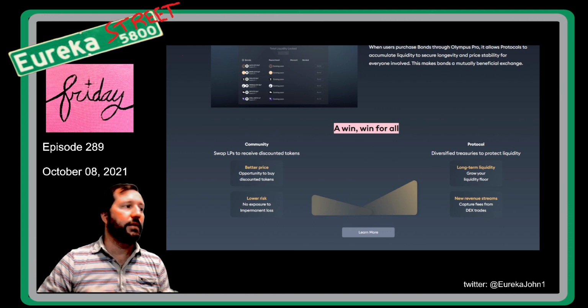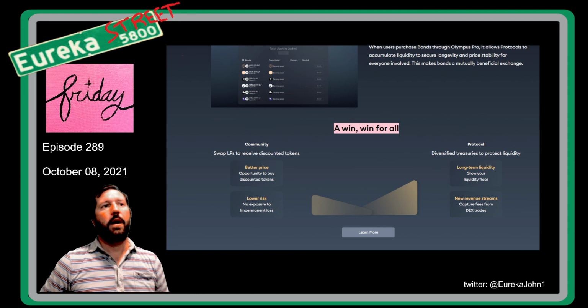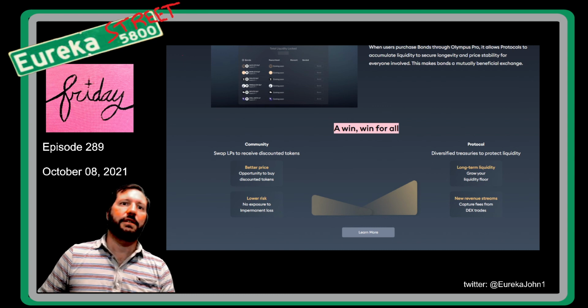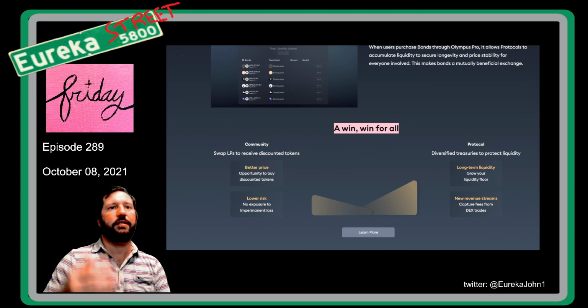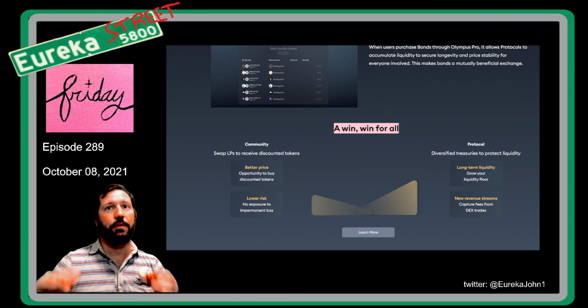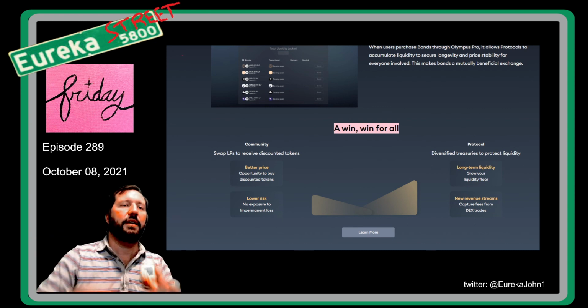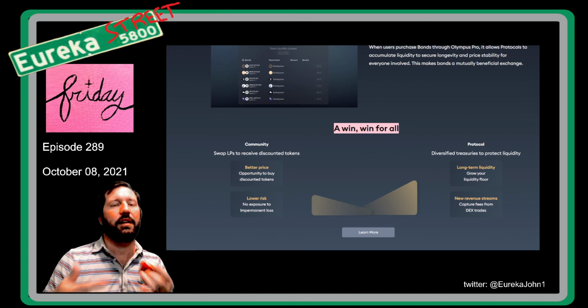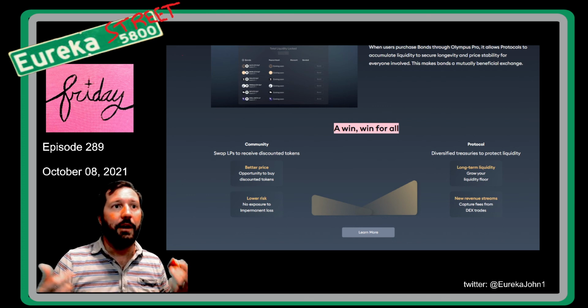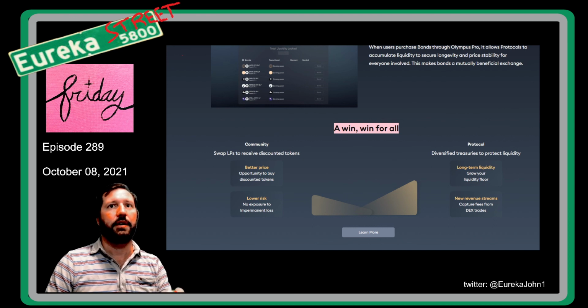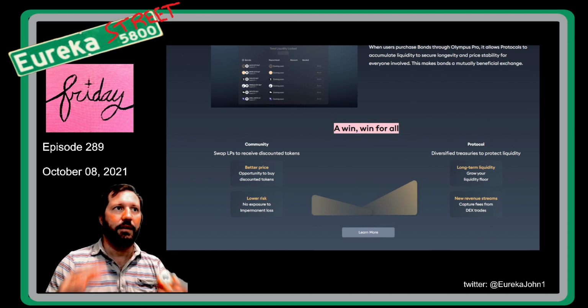I wanted to try to cover this complex protocol and topic in this short amount of time. And I feel like I've glossed over a lot of things. I need to come back and reapproach this and do a more organized approach. But this is what it is. And this is kind of what I learned last night when I was reading up on Olympus DAO, trying to figure it out.